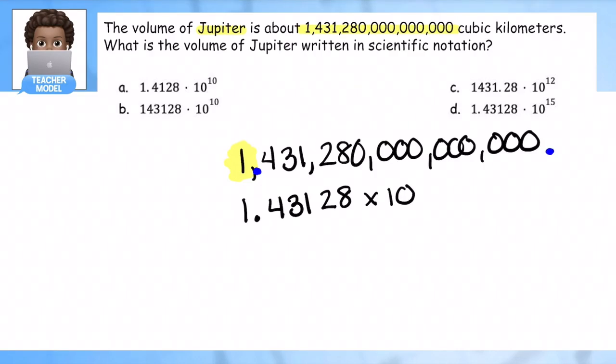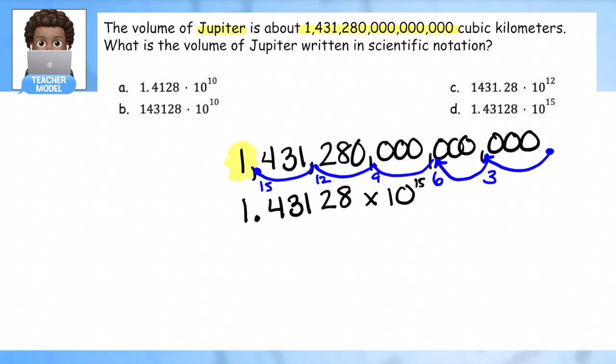Now, I could count one at a time, but I also notice a lot of periods here. So for example, the ones period, the thousands. So I already know this is 3 jumps. Let me put it over here. 3 jumps, 6 jumps, 9 jumps, 12 jumps, 15 jumps. So this would be 1.43128 times 10 to the 15th power.